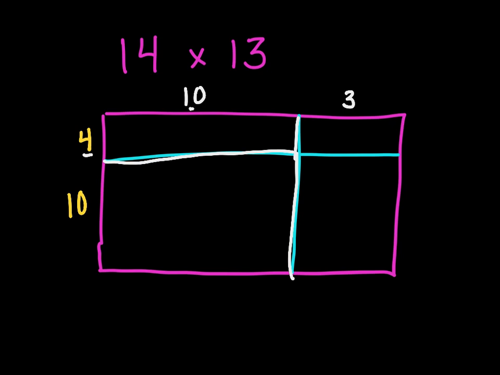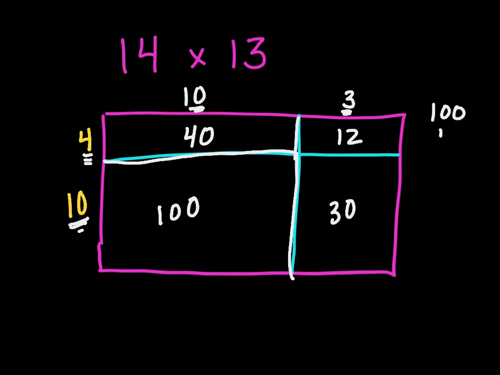All right, now we can just start multiplying. 4 times 10 is 40. 10 times 10 is 100. 10 times this 3 is 30. 4 times this 3 is 12. Now we have our 4 partial products, and we're going to add them up.